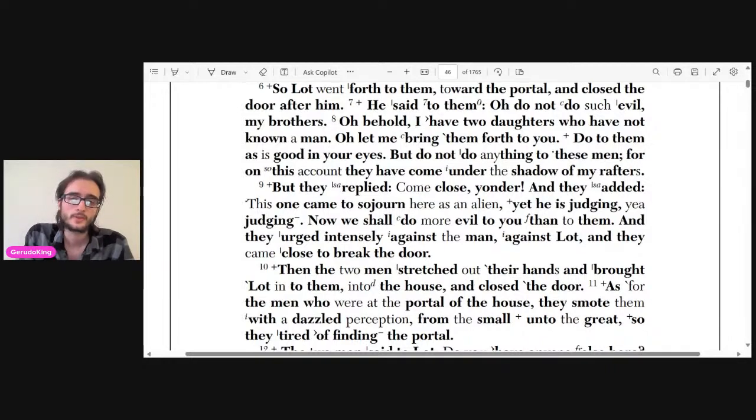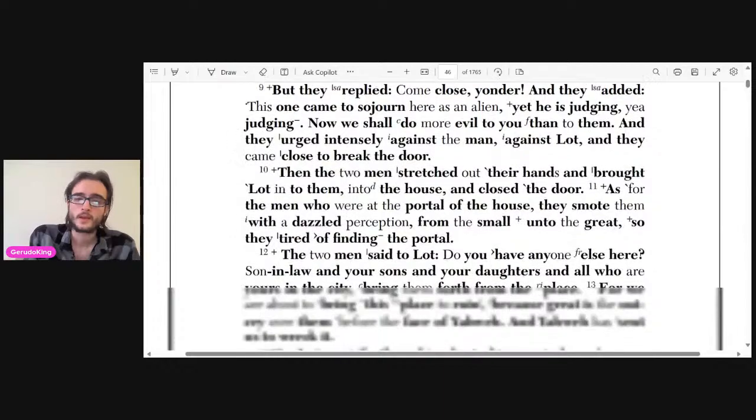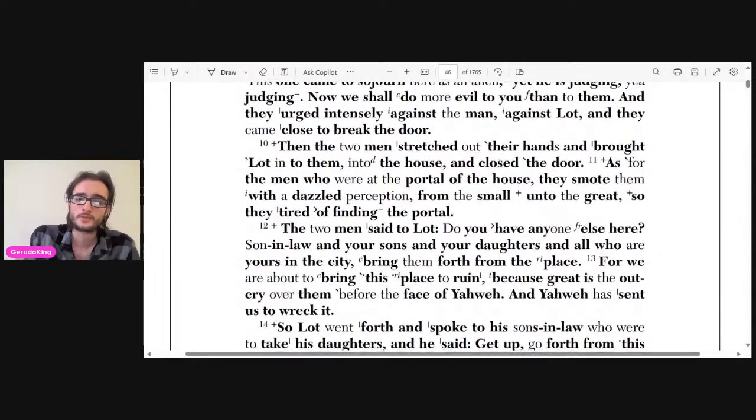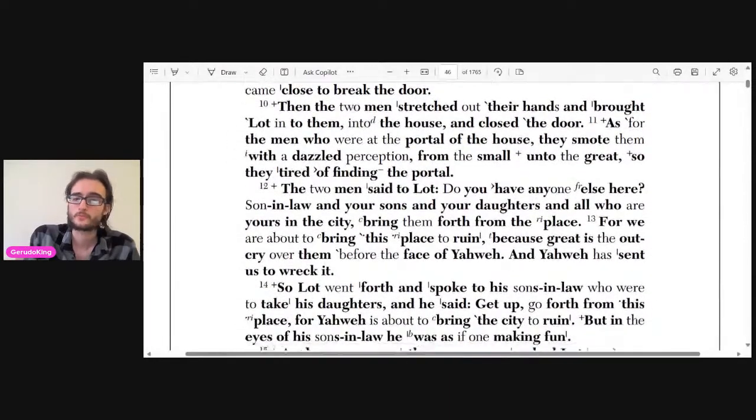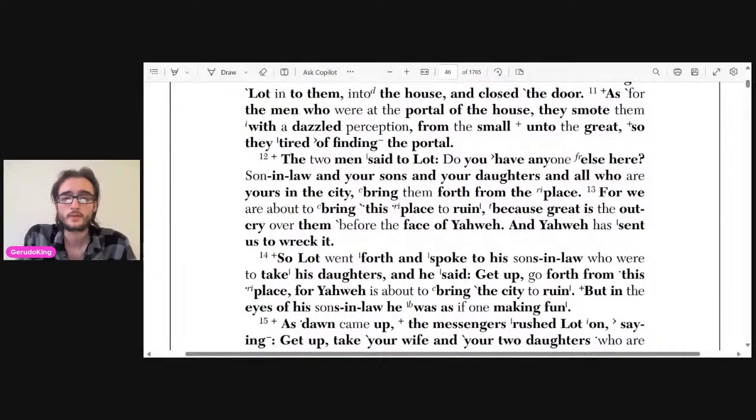And they added, this one came to sojourn here as an alien, yet he is judging, yea, judging. Now we shall do more evil to you than to them. And they urged intensely against the man, against Lot, and they came close to break the door. Then the 2 men stretched out their hands and brought Lot into the house, and closed the door. As for the men who were at the portal of the house, they smote them with a dazzled perception, from the small unto the great, so they tired of finding the portal.